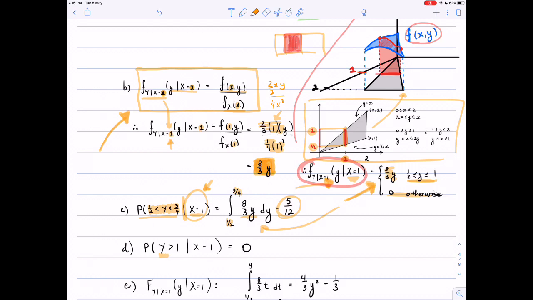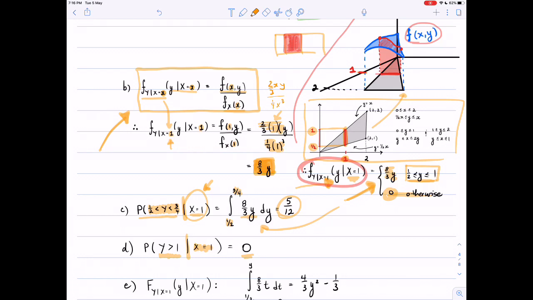What is the probability that y is greater than 1 given x equals 1? Well, take a look at your support here. It only goes to 1. If y is greater than 1, what's the density? It's 0. There is no probability out there, so the answer is 0.